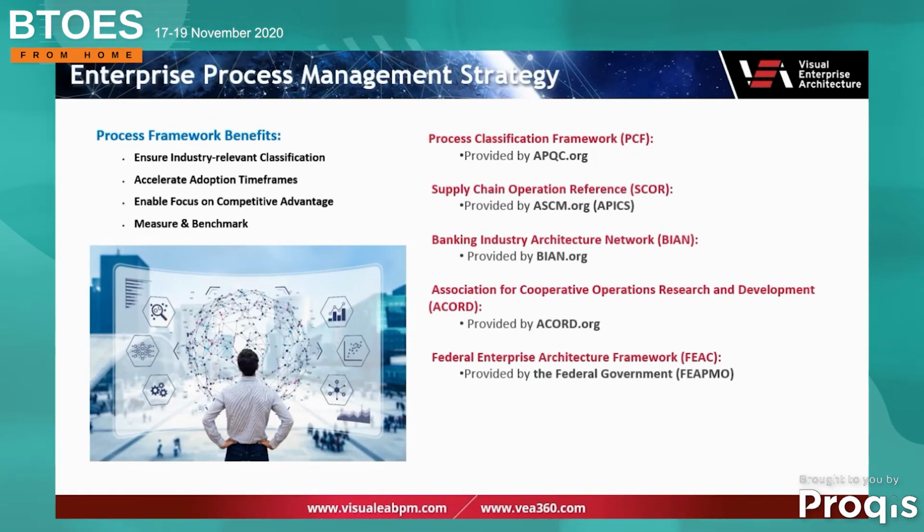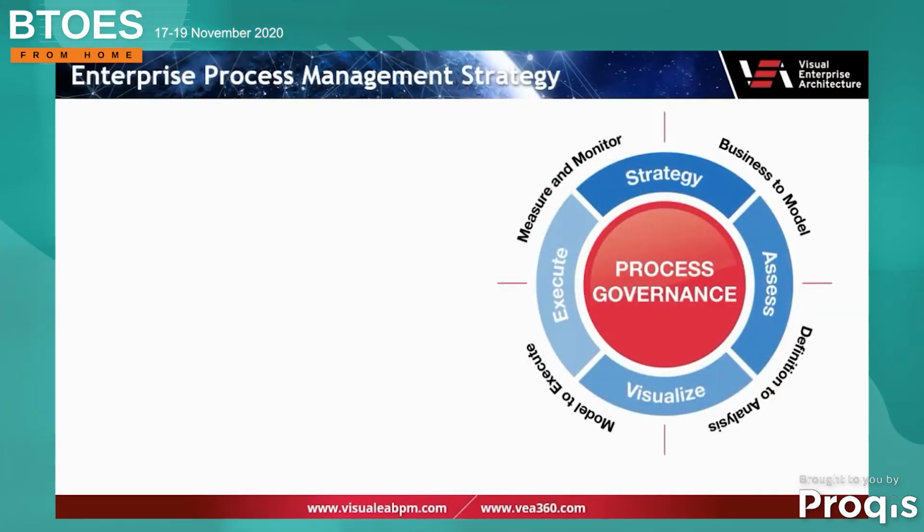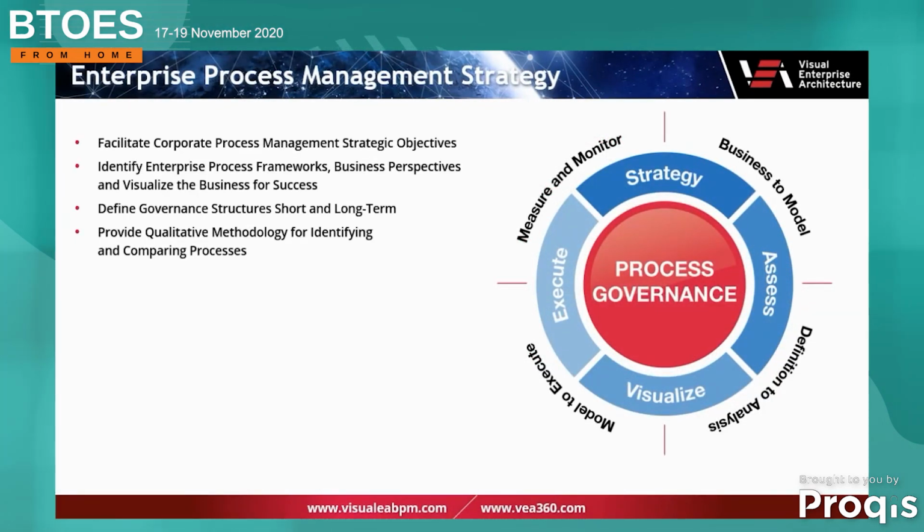And when you think about your enterprise process management strategy, what are the other things you're trying to accomplish with your business process excellence program? Are you facilitating strategic objectives, deploying process frameworks, creating new perspectives on the business to ensure that you can be successful, identifying those governance structures for both the short and long term that will enable you to not only capture, but have owner-reviewed and owner-approved content for the rest of the organization?